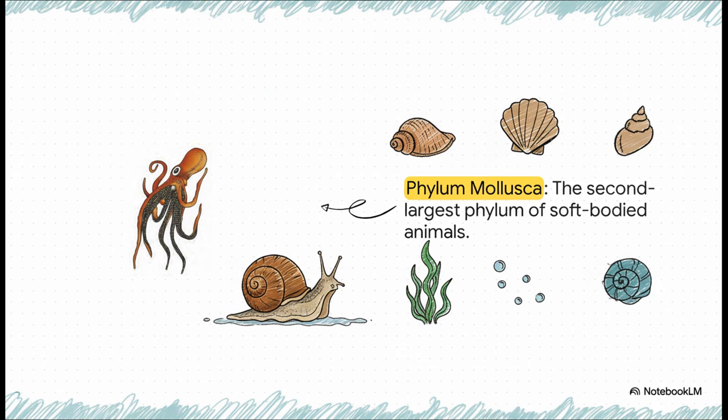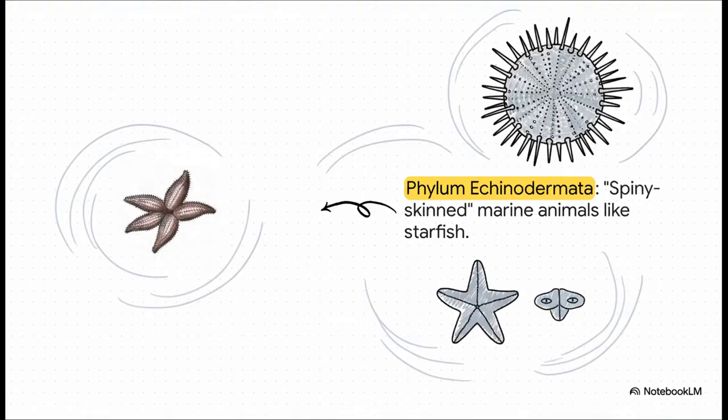Next, we've got phylum Mollusca, the second largest group. These guys are all soft-bodied creatures, and the range is just incredible. You've got everything from a slow little garden snail to the amazingly intelligent octopus. Then there's the phylum Echinodermata, which literally means spiny skin. Think starfish, sea urchins. And here's a super cool twist with them. Their babies, the larvae, actually start out with bilateral symmetry, but as they grow into adults, they switch back to a 5-part radial form. How cool is that?